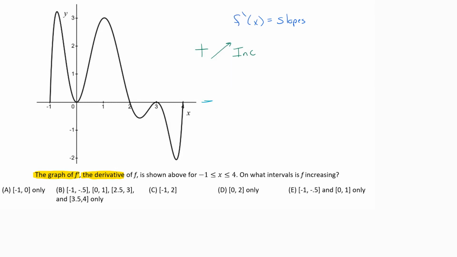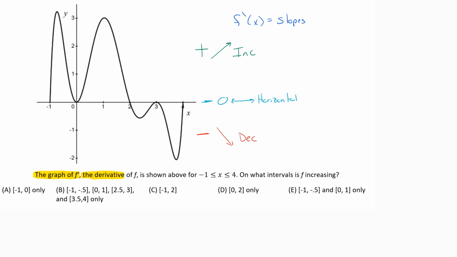Wherever it hits zero, that's where it could have gone horizontal for a second. And that's going to tell us where it could possibly change from increasing to decreasing. It doesn't always, but it could. And then the next thing we would know is that wherever this is in the negative, that's a negative slope, and that's where our graph would be going down and decreasing.